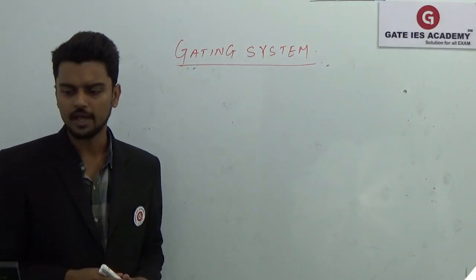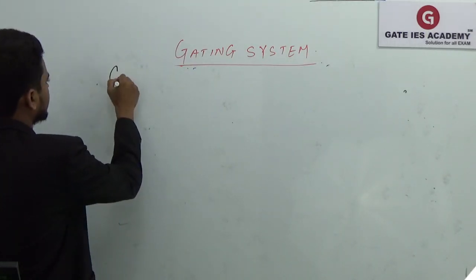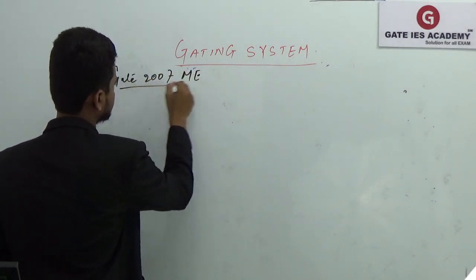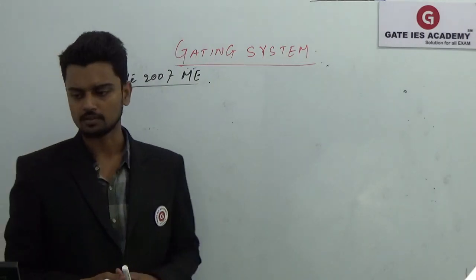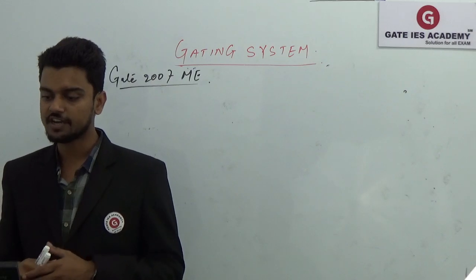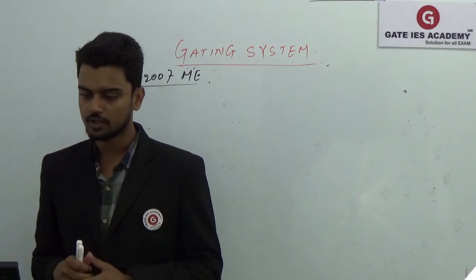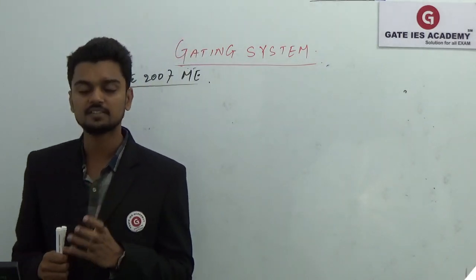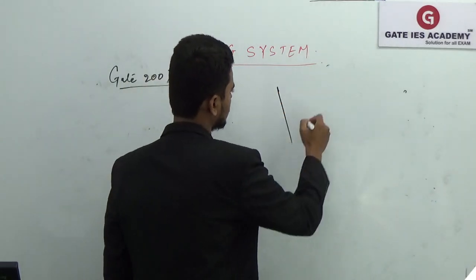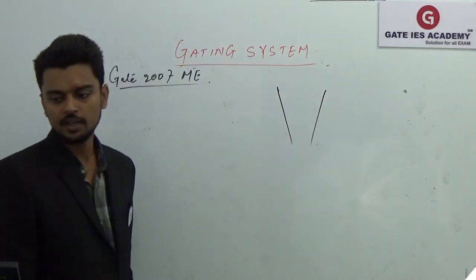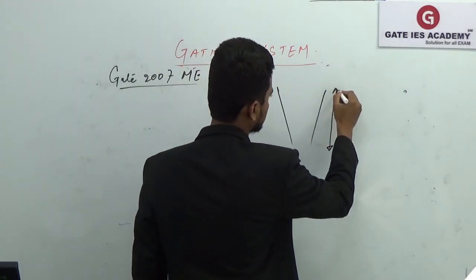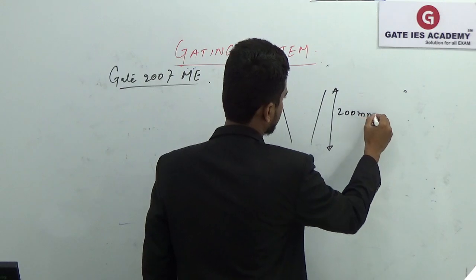Now the next question that was asked in GATE 2007 ME, and it was for 2 marks. The question is: a 200 mm long down sprue has a cross section area of 650 mm square where the pouring basin meets the down sprue. So we have the down sprue, and its length is 200 mm.